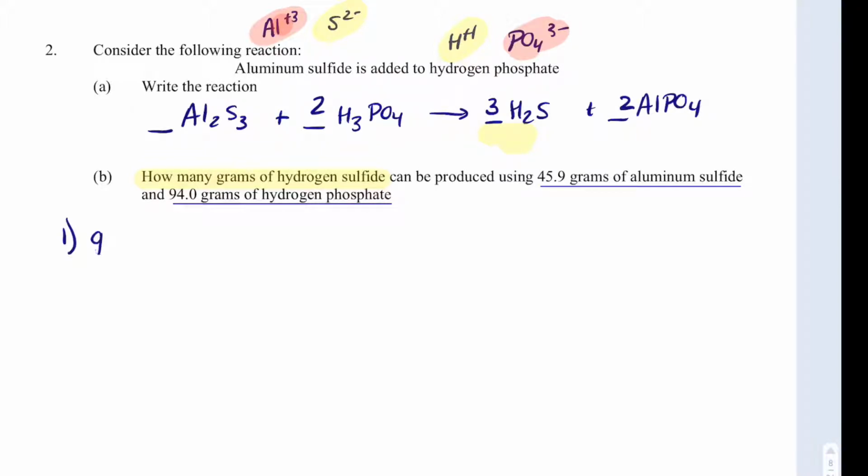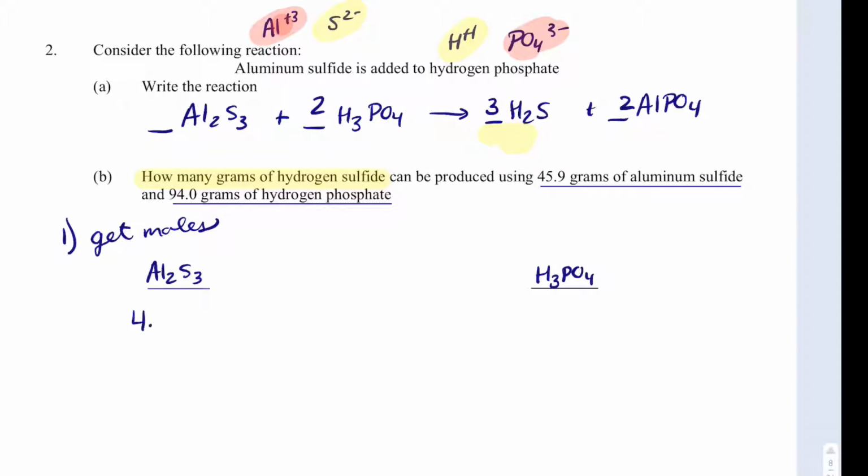And so I have 2 steps for a limiting reactant problem. Step 1 is get moles. And then step 2 will be just divide by their coefficients. So I'm going to take Al2S3 and get moles for that one. And then I'm going to take H3PO4 and get moles for that one.